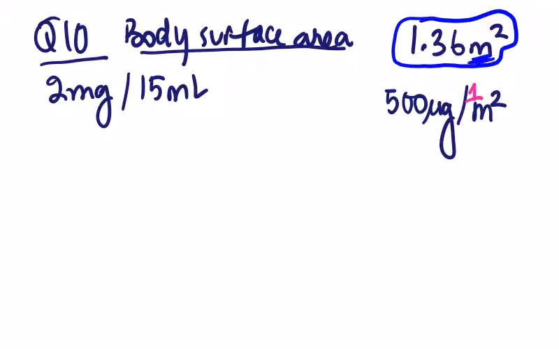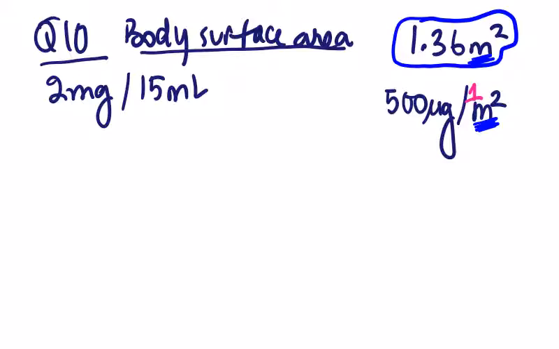Now look at the unit. Because it's the body surface area, it's 1.36 meters squared. So we need to link this with another meter squared. Here it is. So if the recommendation is 500 micrograms for each 1 meter squared, hypothetically, if we had 2 meters squared, the proportion would say 1000 micrograms. If we had 3 meters squared, we would have 1500 micrograms. So it's always a multiple that we have to do here.